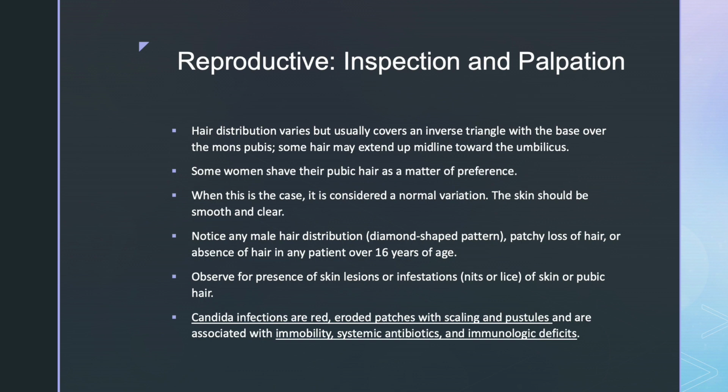All right? Know that candida infections are red. Know that there are eroded patches with scaling and pustules, and this is not a normal finding. Notice that it's also associated with immobility, systemic antibiotics, and immunologic deficits. Know those things. All right? In a lot of these scenarios, you're going to have to find the abnormal finding. So you need to know the difference between what is and what isn't. And sometimes it might surprise you. All right, next slide.